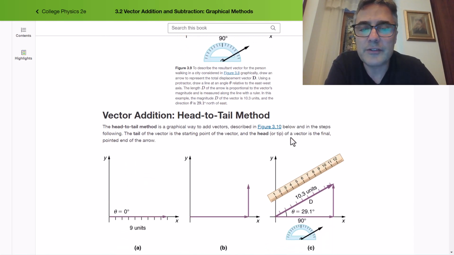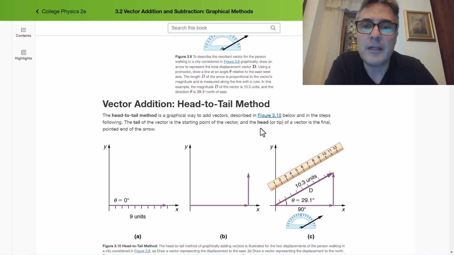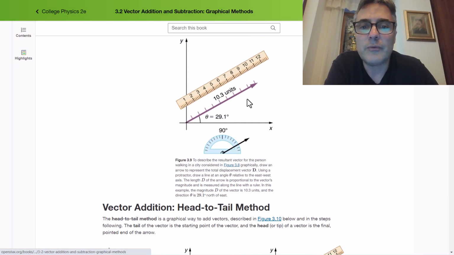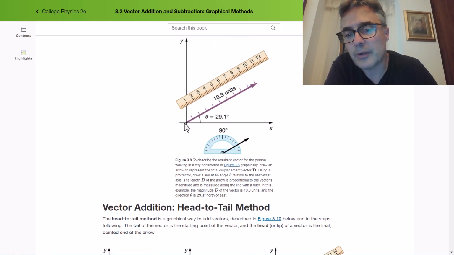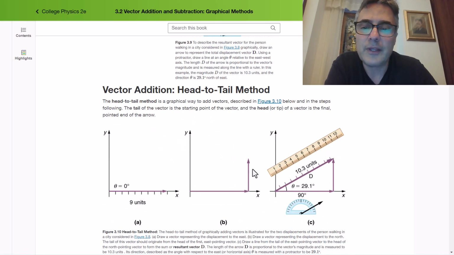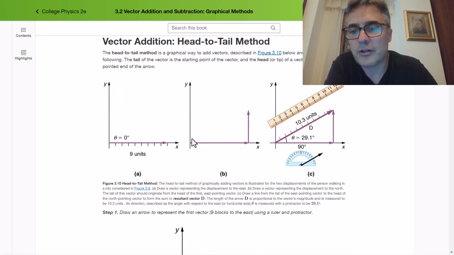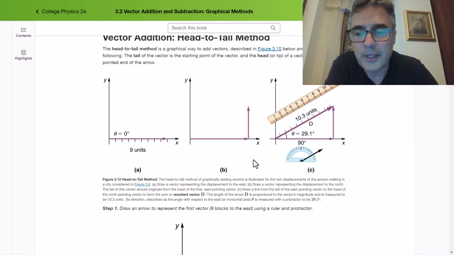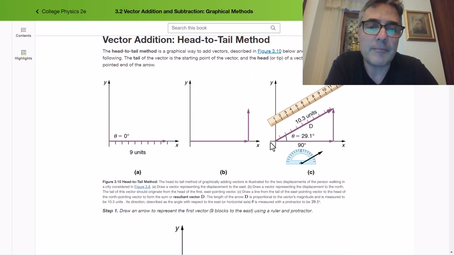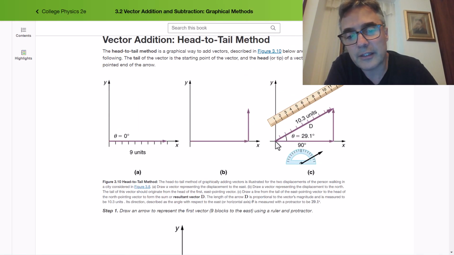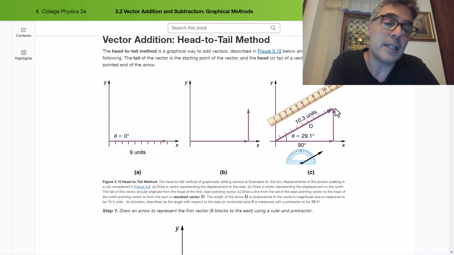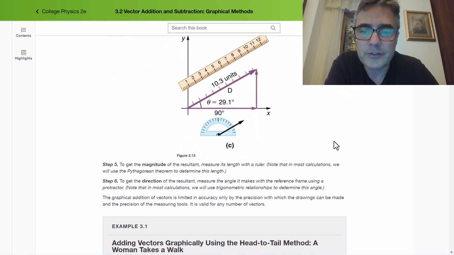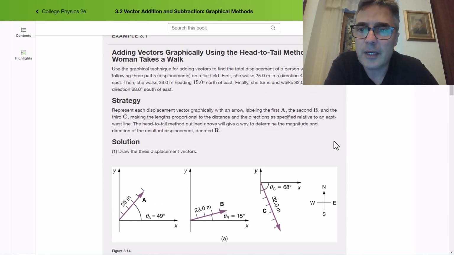There's something called the head-to-tail method. For any vector, we call the arrowhead the head, and where it starts, we call the tail. You should read through what the head-to-tail method is, but rather than leaving both vectors starting from the origin, you shift the second vector over. Then the sum goes from the tail of the original vector to the head of the second vector. So there's a whole process there.